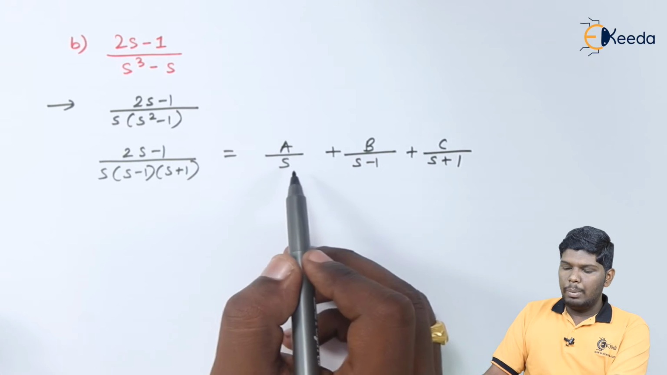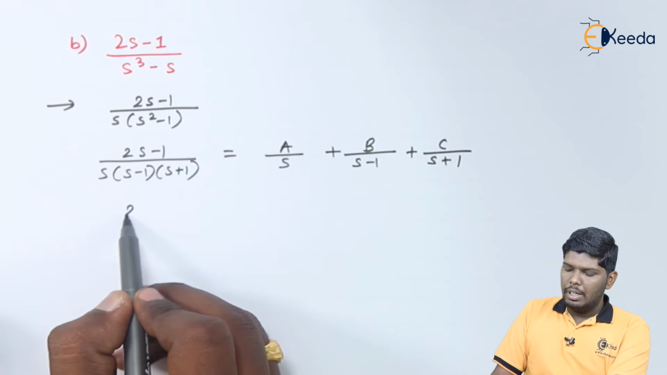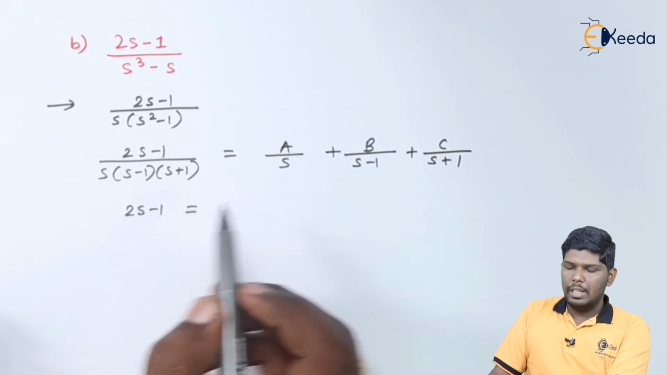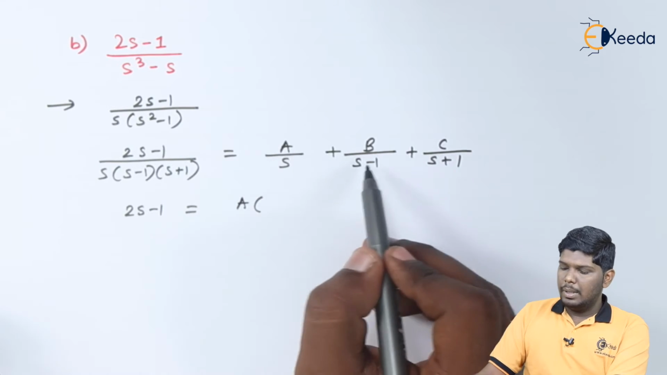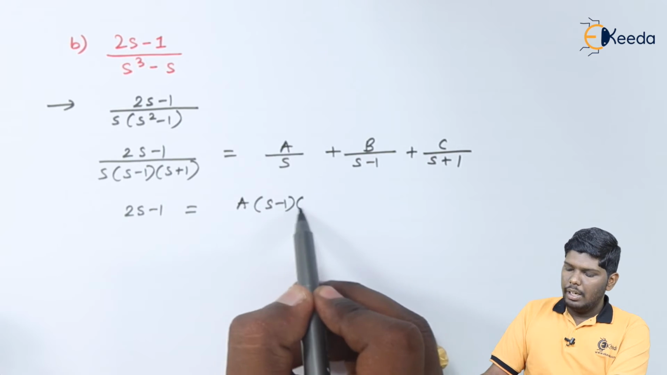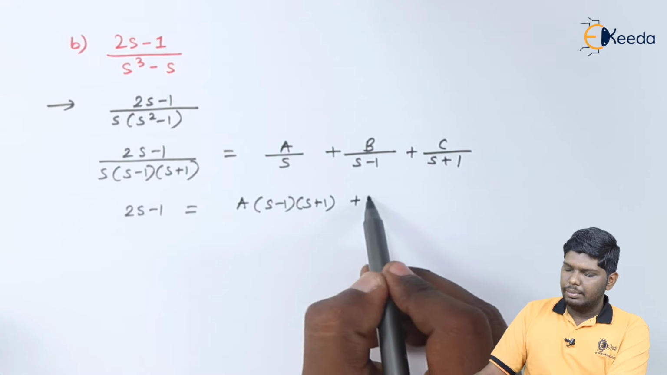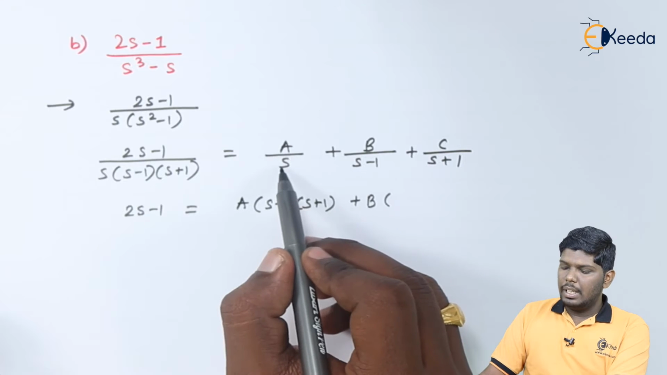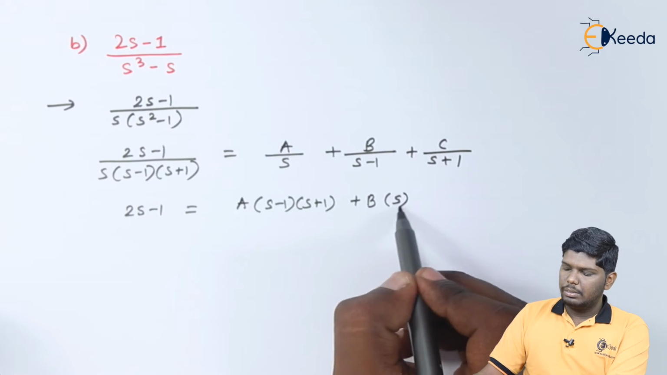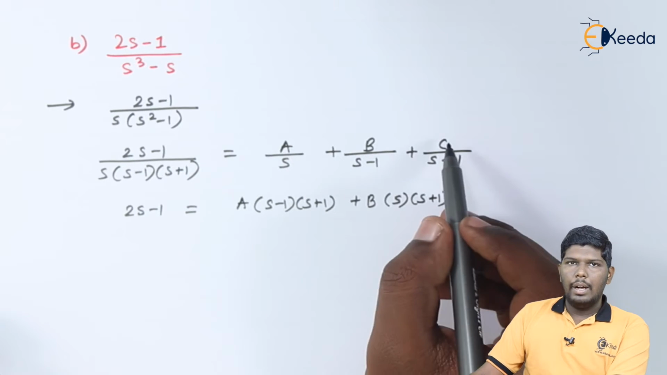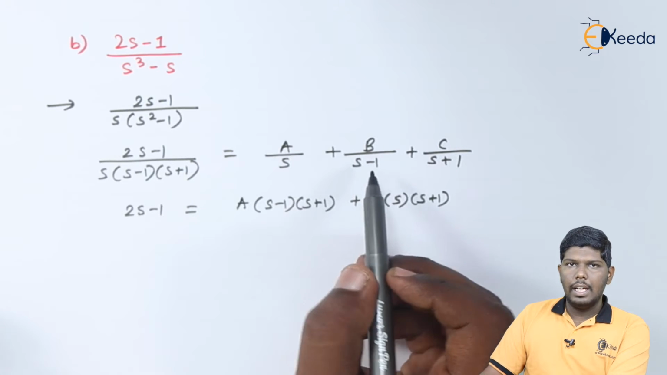By multiplying the denominator on both the sides, we have numerator left, that is 2s minus 1. With a, the missing terms are s minus 1 into s plus 1. With b, the missing terms will be s and s plus 1. And with c, the missing terms will be s and s minus 1.